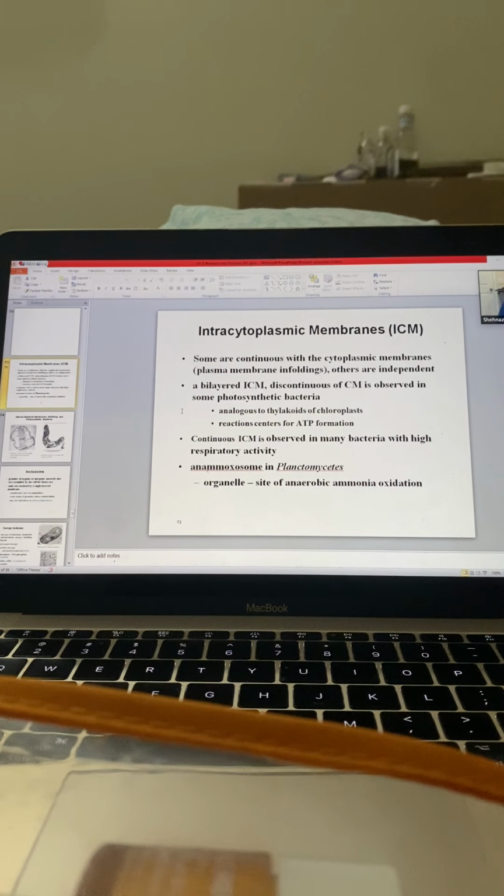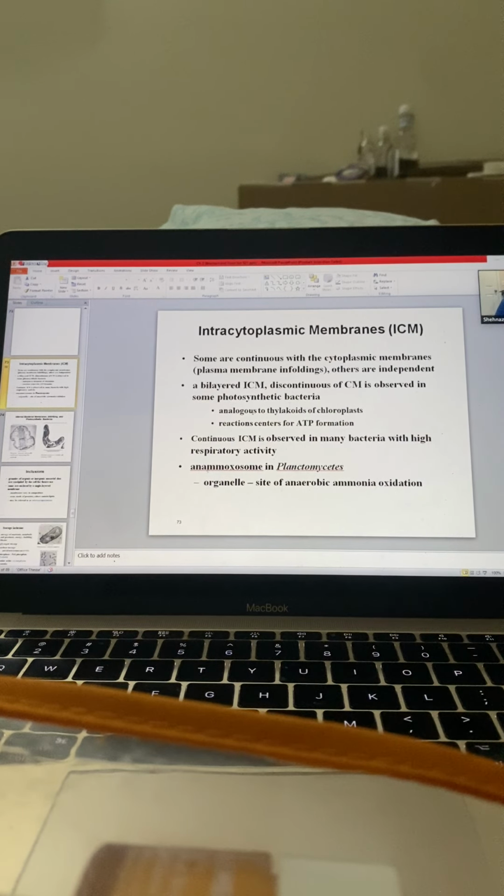This has been observed in photosynthetic bacteria, and this would almost be analogous to the thylakoids of the chloroplasts that are present in your eukaryotic cells, which also have reaction centers for ATP formation. We'll talk a lot more about reaction centers and thylakoids and the chloroplast later, but these intracytoplasmic membranes in photosynthetic bacteria would be analogous to these structures that are found in the eukaryotic cells only.